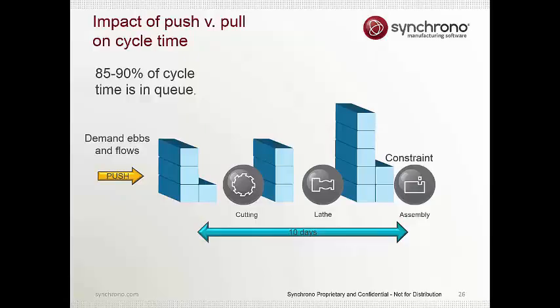In a push environment, or in most manufacturing environments, about 85 to 90% of the cycle time, the time from release into production until it's done, about 85 to 90% of that time is queue time, time where a part is sitting waiting for its turn on the machine to get run.